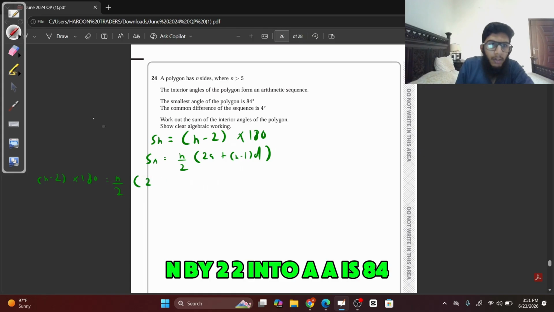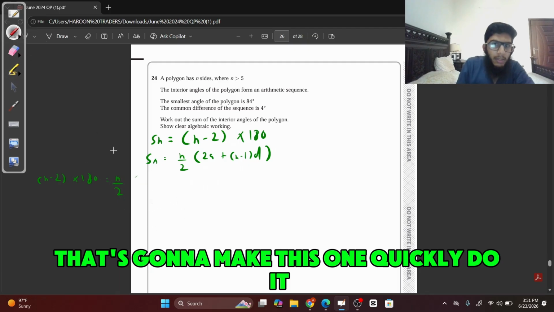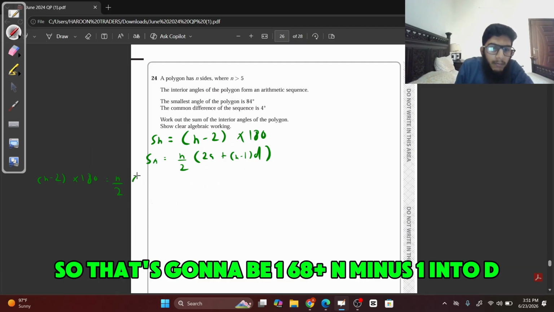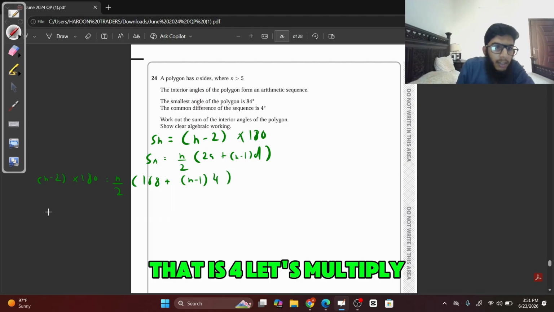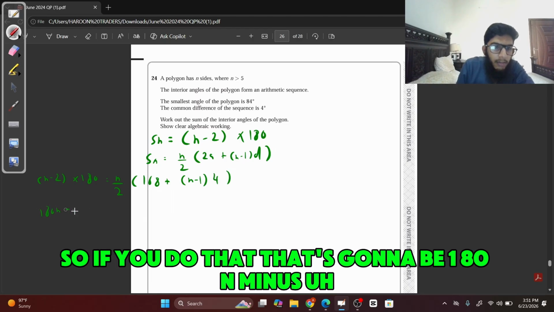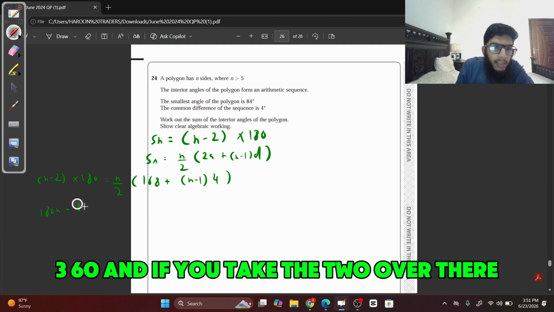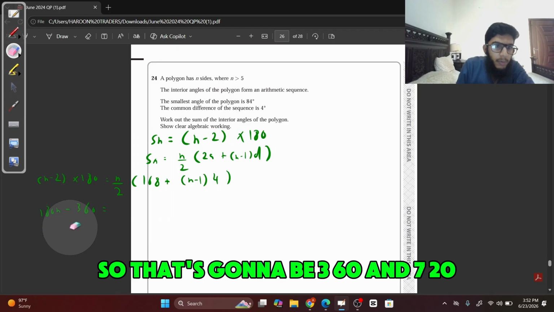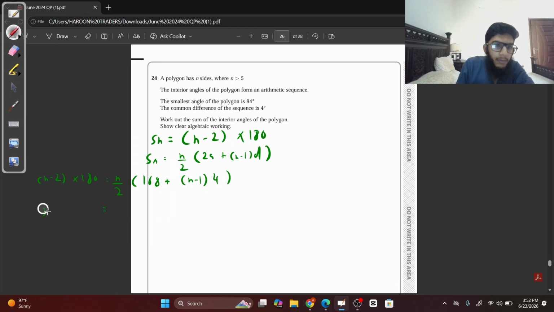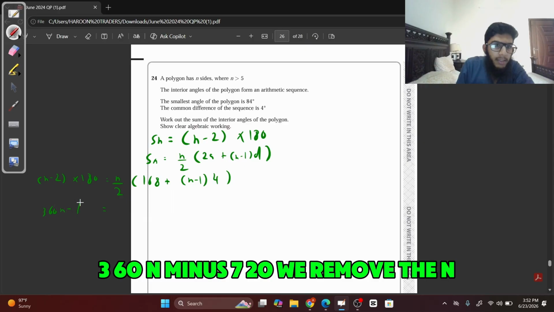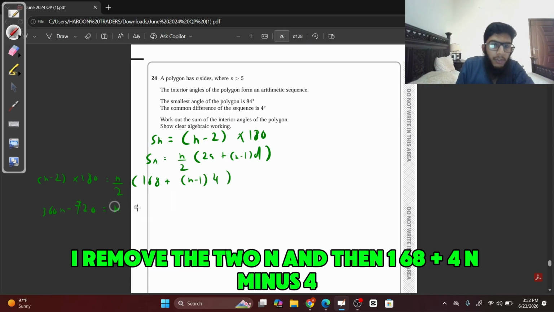A is 84. That's going to make this 1. Let's quickly do it. 2 into a, so that's going to be 168 plus n minus 1 into d, that is 4. Let's multiply. So if we do that, that's going to be 180n minus 360. And if you take the 2 over there, it's going to multiply again with those two. So that's going to be 360n minus 720. We remove the n, remove the 2, n, and then 168 plus 4n minus 4.